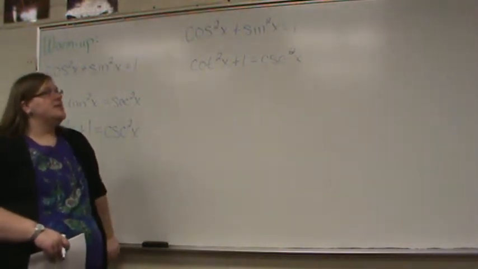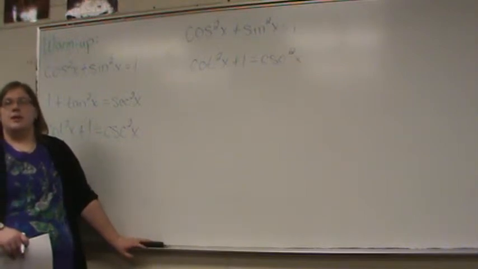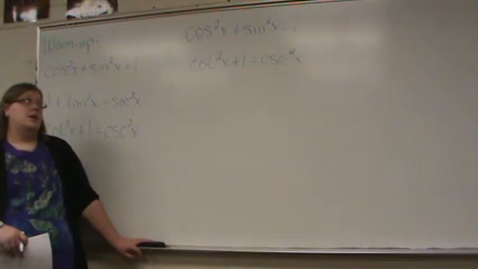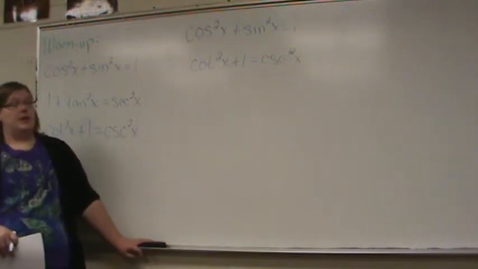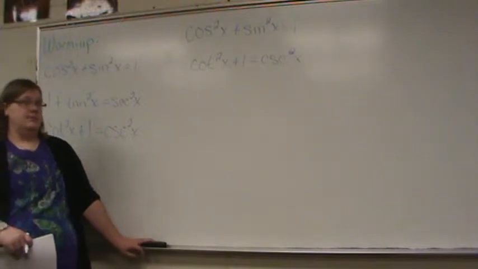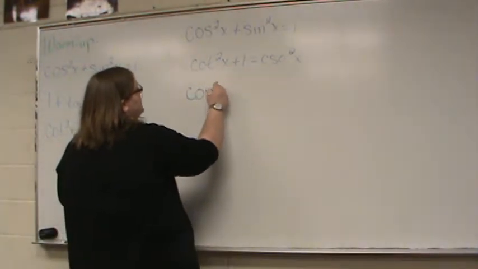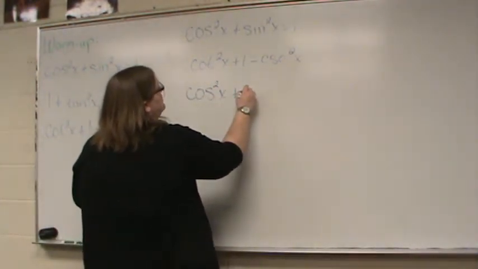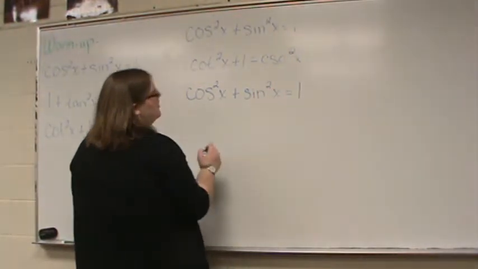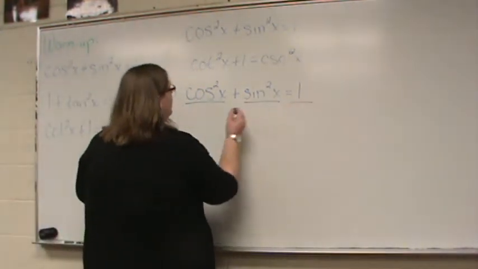So again, this time we're only performing one operation. So what are we doing? We're dividing it all by sine. Alright, so you want to divide by sine. So we have cosine squared x plus sine squared x equals 1, and you want to divide by sine squared x this time. Yes.